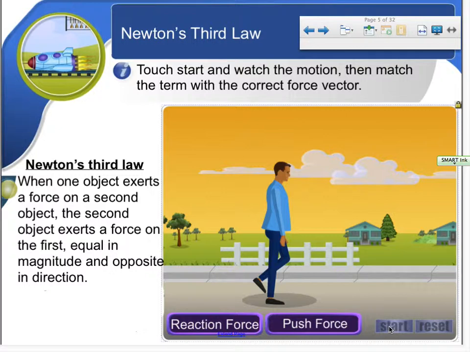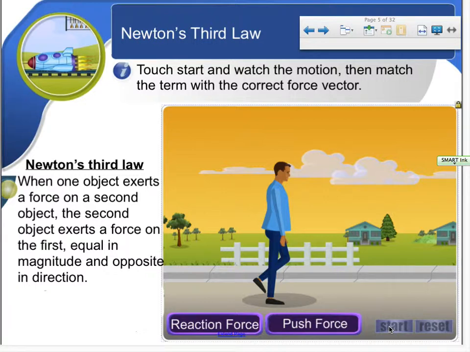If the force of the ground was stronger than what I was pushing down, I would bounce forward because the floor would push me further. So what does this mean? When an object pushes a force, it will always be an opposite reaction. You got it? We got to clean those words up a little bit.